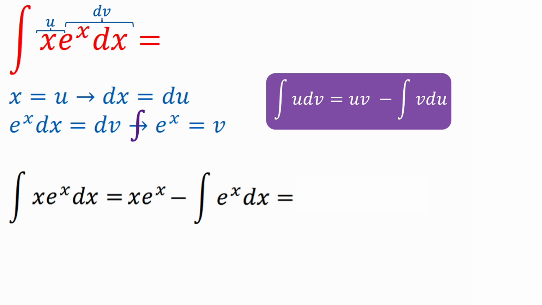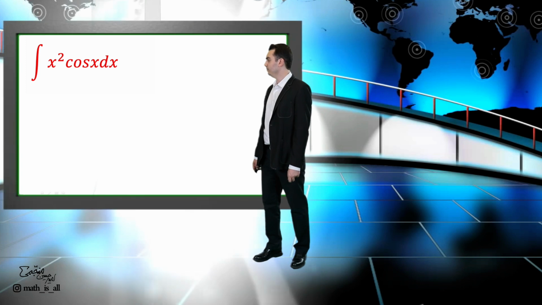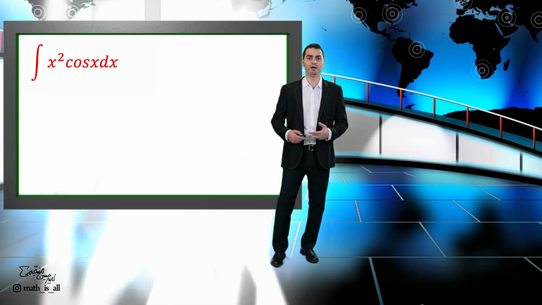Now, what was u equal to for our integral? x. What was v equal to? e to the power of x. After finding u and v, we now need to compute the integral of v times du, which is the integral of e to the power of x dx, and this becomes e to the power of x. So, the result of the integral became x times e to the power of x minus e to the power of x. I want you to solve the next example, the integral of x squared cosine x dx.